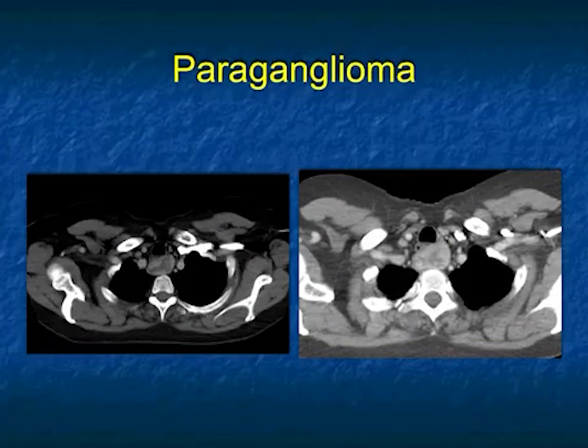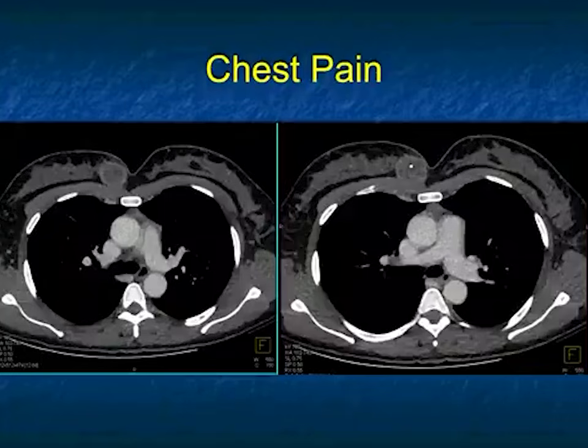Again, uncommon. Paragangliomas we think about in the abdomen, which are extra-adrenal pheochromocytomas, but they can occur in the chest, particularly middle and posterior mediastinum, as was the case here.